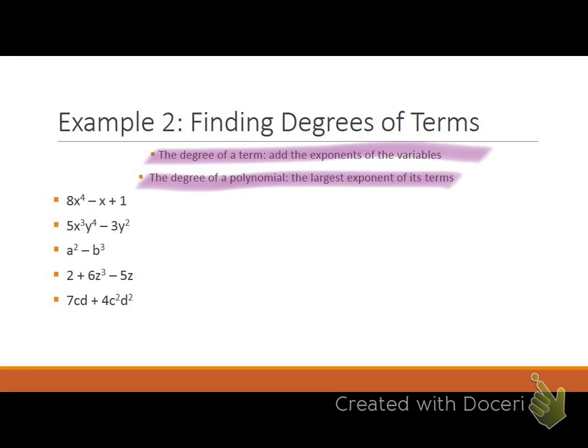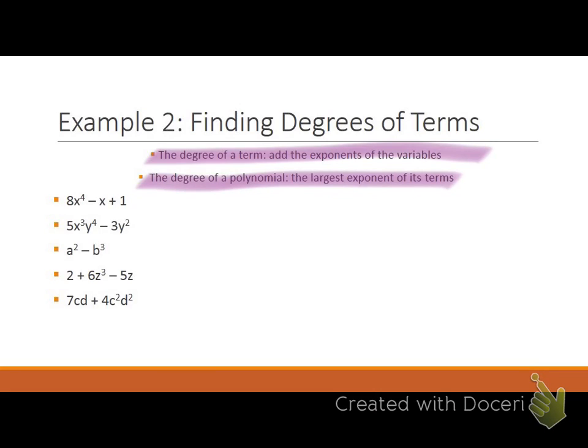So even though there are multiple variables, an x, a y, and a z maybe within a term, I still add all of the exponents together. I know that kind of goes against what we've done in the past, because we've said they have to be the same variable, but not when it comes to establishing the degree of the term. I can add them all together. It'll make more sense in a minute when we go over them.